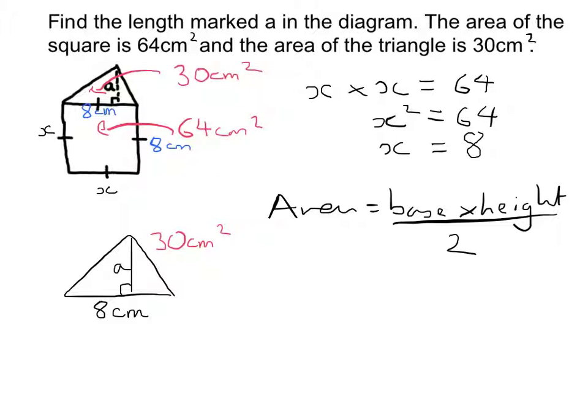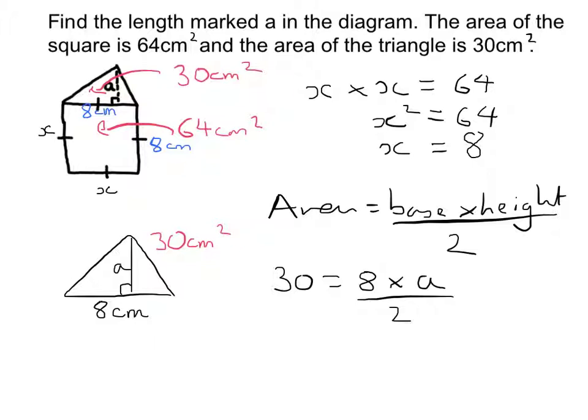Putting in everything I know from the question here, I know the area is 30, the base is 8, the height is A, which I'm trying to find out. Divide that by 2. I have a formula here to solve.